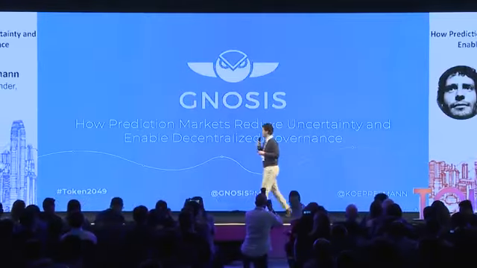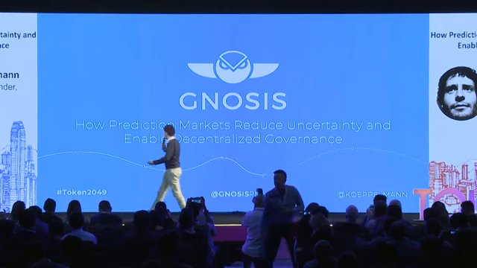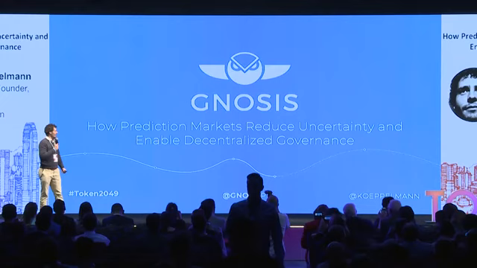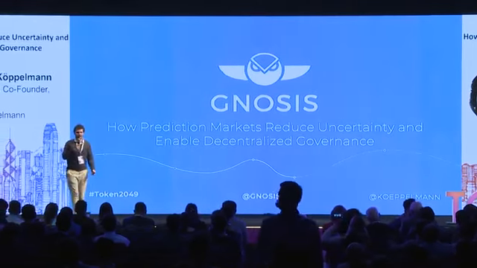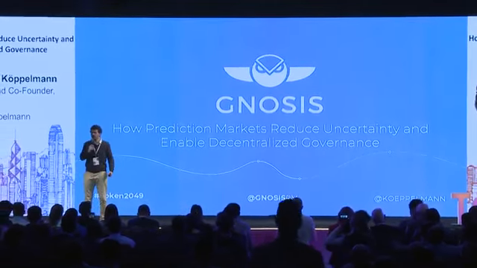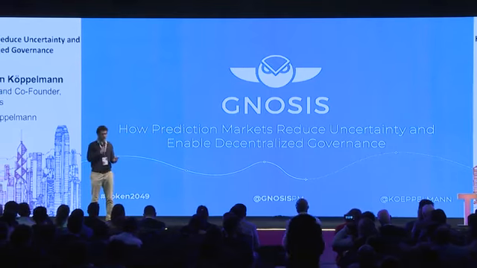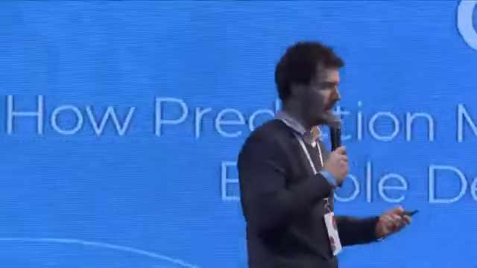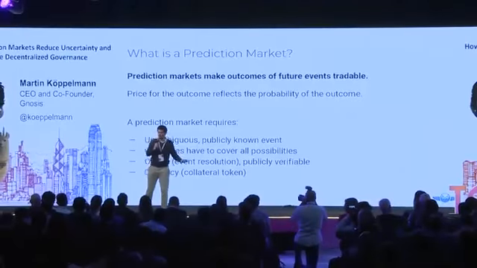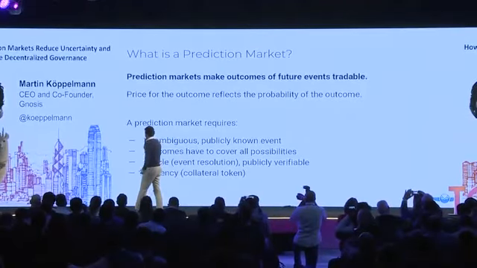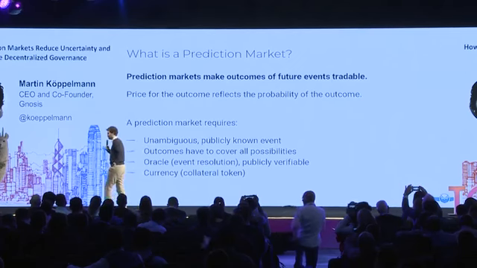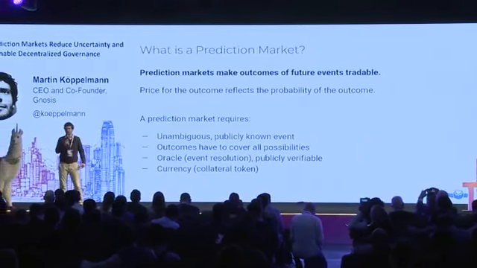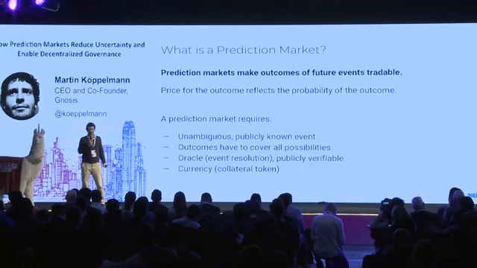So I'm going to talk about how prediction markets can reduce uncertainty and enable decentralized governance. I will start really shortly with three slides on what prediction markets are and what they are usually good for. Usually they are good for information gathering, but then I want to go into those two use cases from the title.